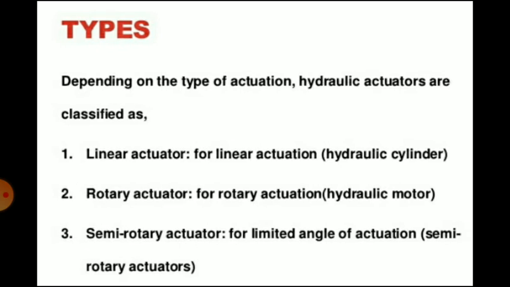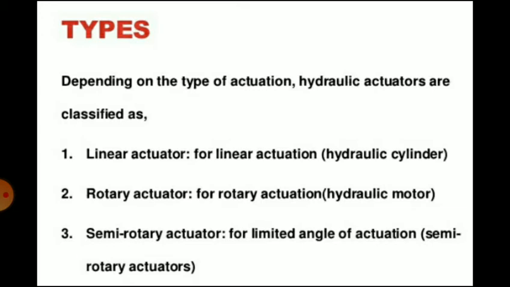Depending on the type of actuation, hydraulic actuators are classified as: first, linear actuators; second, rotary actuators; and third, semi-rotary actuators. So first is the linear actuator. Linear actuators convert hydraulic energy into straight line motion. It includes various types of hydraulic cylinders.